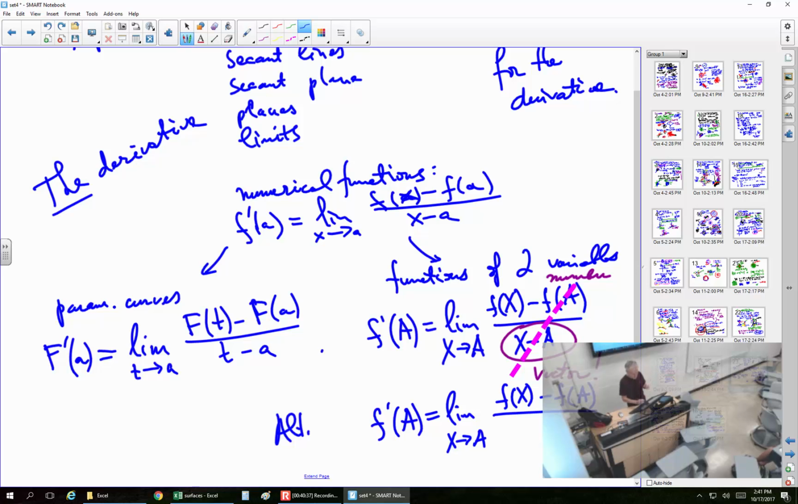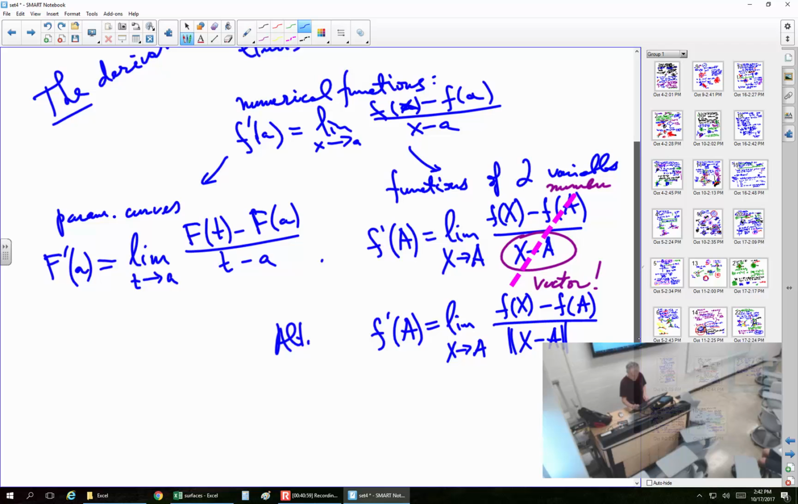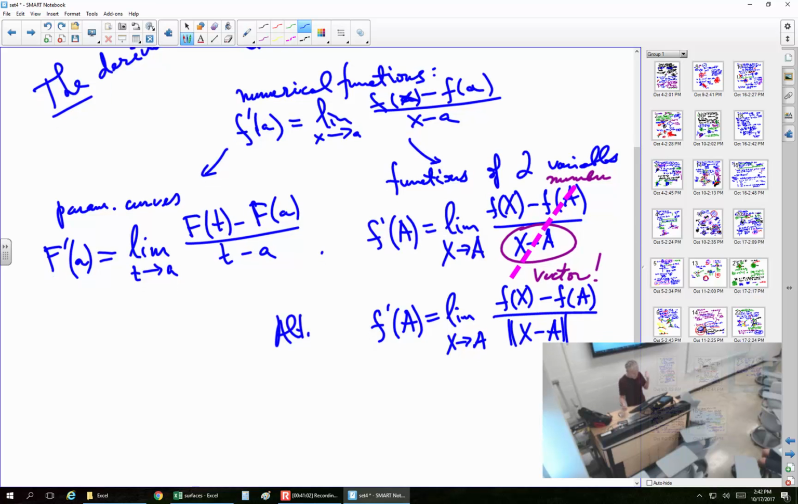So one way to try to fix it is to divide not by a vector, but by a number. Where is there a number here visible somewhere? How about we take the magnitude? So that's not a bad idea. It still totally fails though, but we're going to use that later. It fails in this environment, and why does it fail? Because there's a very simple reason why this limit might not exist. Most likely, it's not going to exist.